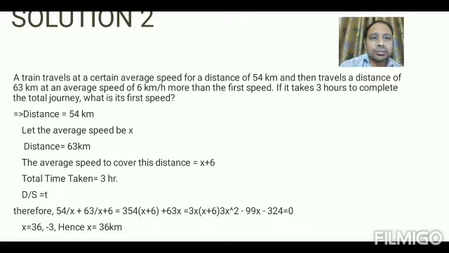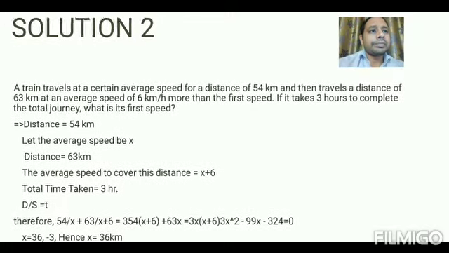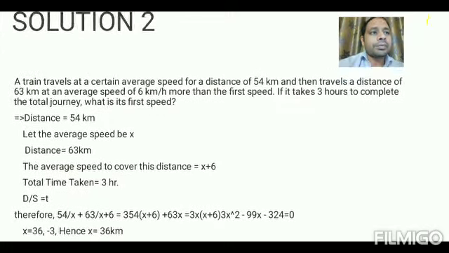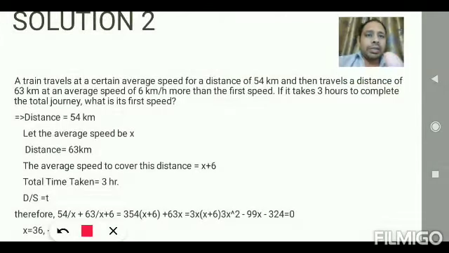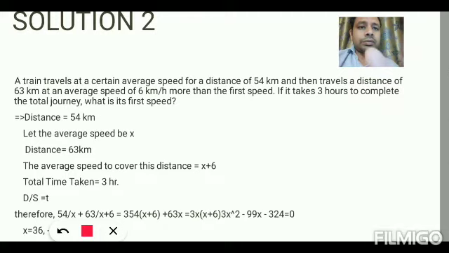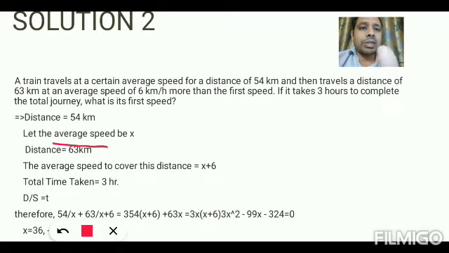Here, the speed of the train, let the speed of the train initially be x km per hour.